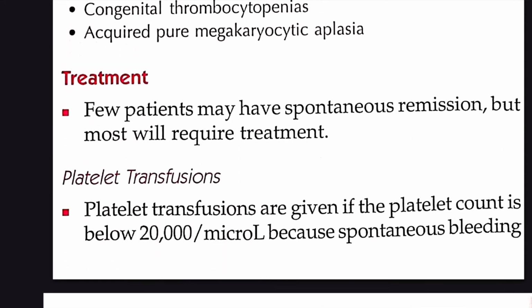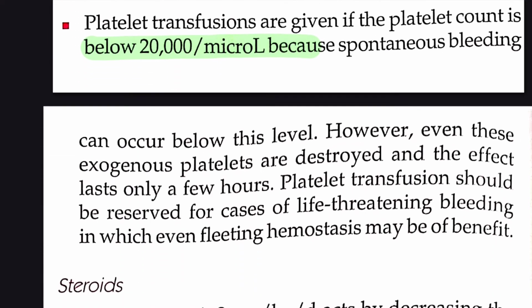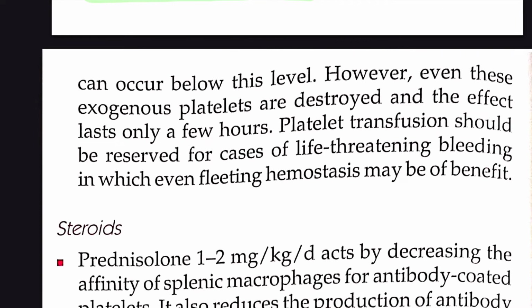Coming to the treatment, few patients may have spontaneous remission, but most will require treatment. Platelet transfusions. Platelet transfusions are given if the platelet count is below 20,000 per microliter, because spontaneous bleeding can occur below this level. However, even these exogenous platelets are destroyed and the effect lasts only a few hours. Platelet transfusion should be reserved for cases of life-threatening bleeding in which even fleeting hemostasis may be of benefit.